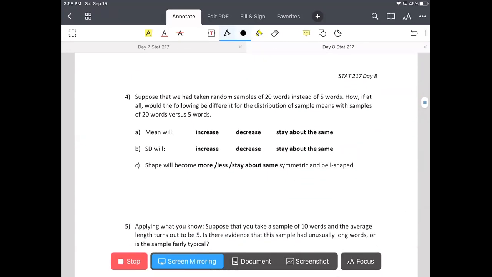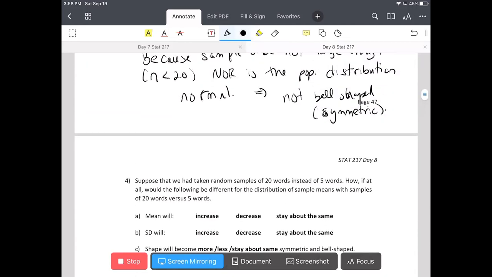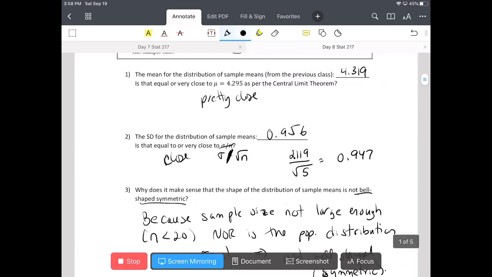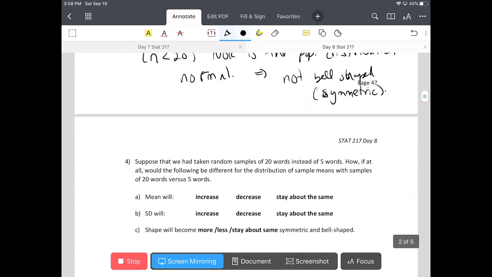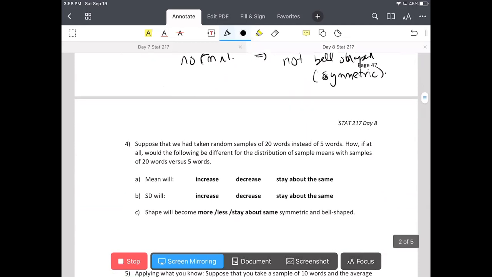Suppose now that we've taken samples of 20 words instead of the 5 words that we took. How, if at all, would the following be different for the distributions of sample means with samples of 20 words versus 5 words? That's interesting to think about. If we think about what we saw before, when we just had 5, the mean was pretty close. Do you think the mean is going to change a lot? Probably not. It's going to stay pretty close to what it was because it was already pretty close to the population mean.